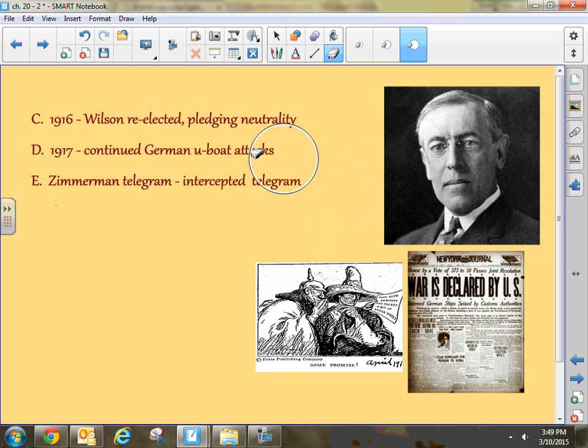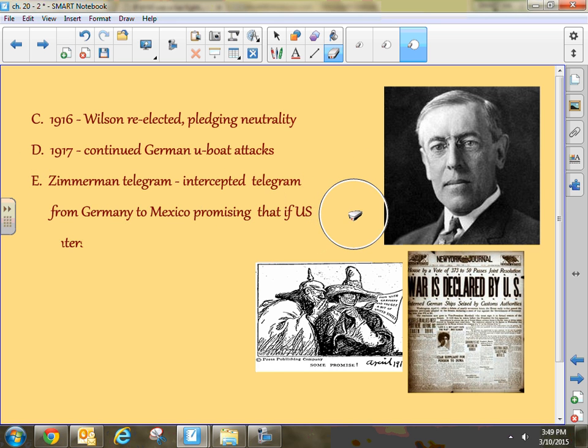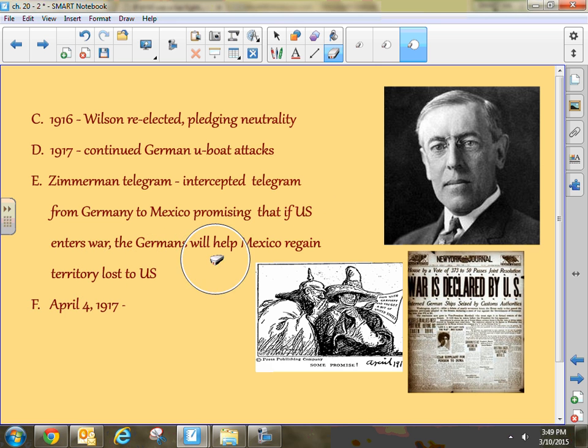The U.S. intercepted a telegram from Germany to Mexico, promising that if the U.S. enters the war, Germany will help Mexico regain territory that it had lost to the U.S. The U.S. basically interprets this as an act of war by Germany. I mean, they're encouraging Mexico to go to war with the United States. So, as a result of this, the U.S. declares war April 4th, 1917.